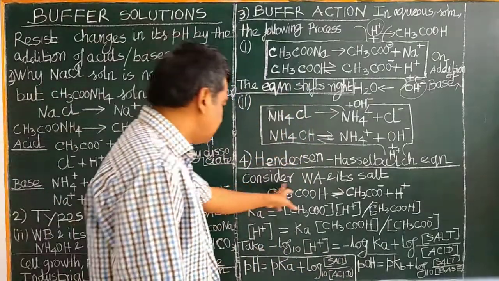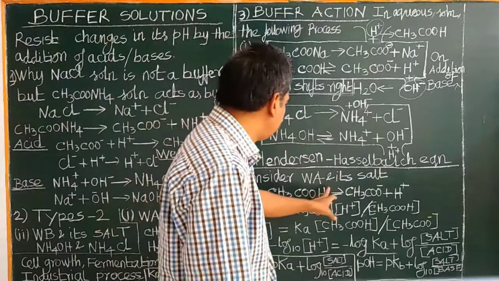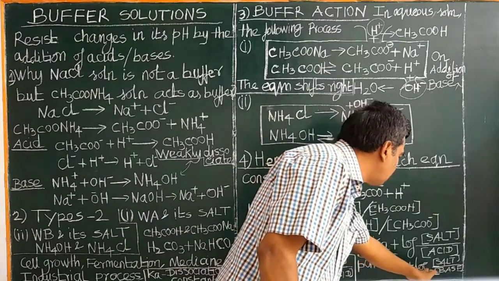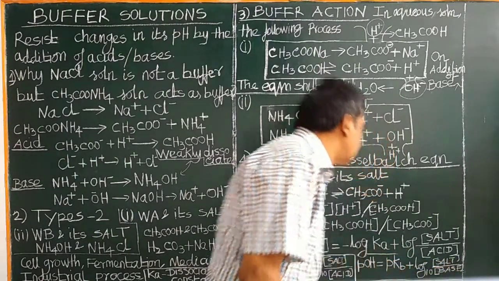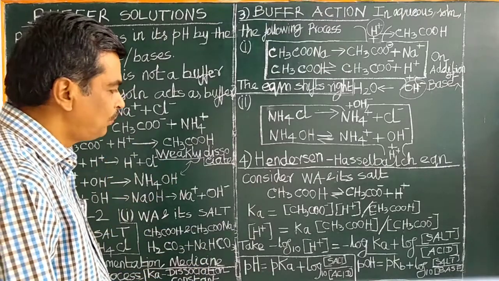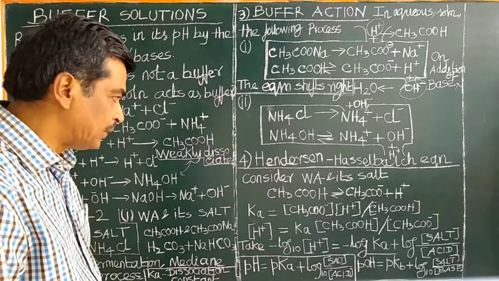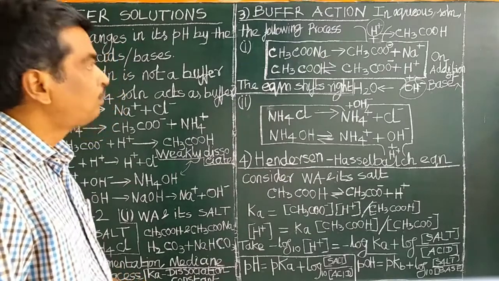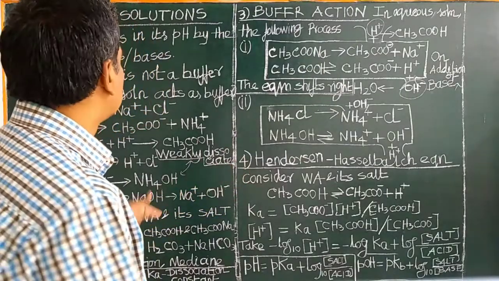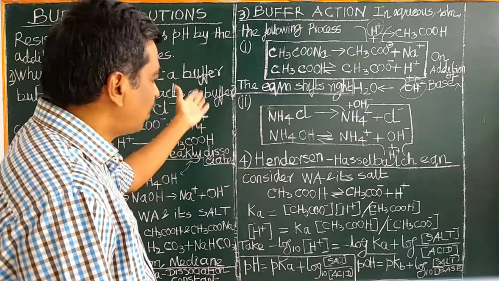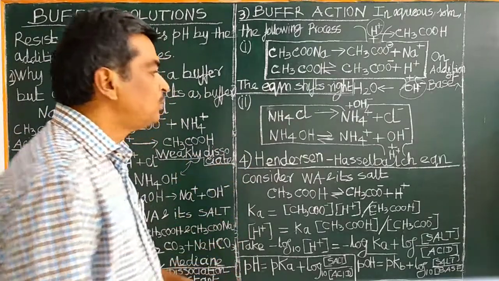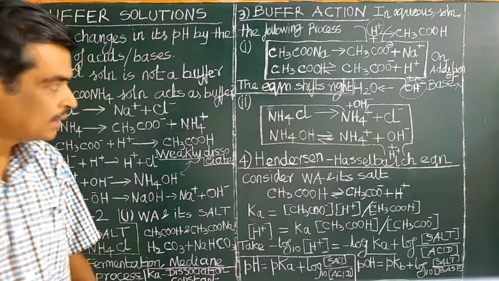Similarly, you can write for a weak base and its salt: pOH equals pKb plus log to the base 10 of salt by base concentration, where Ka and Kb are the dissociation constants of the weak acid and weak base respectively. Several questions were asked based on the mechanism of buffer action and the Henderson equation. Please understand and write down the formula.